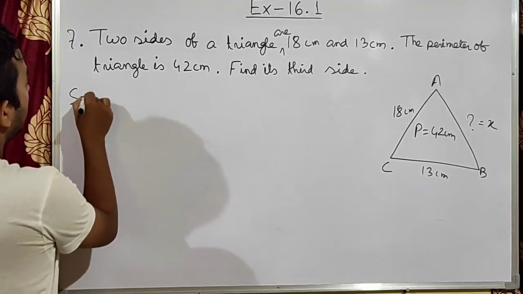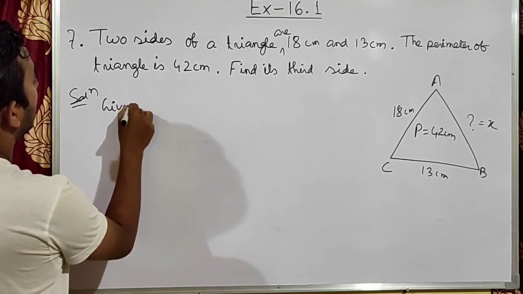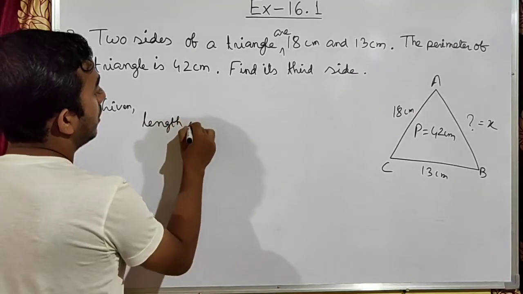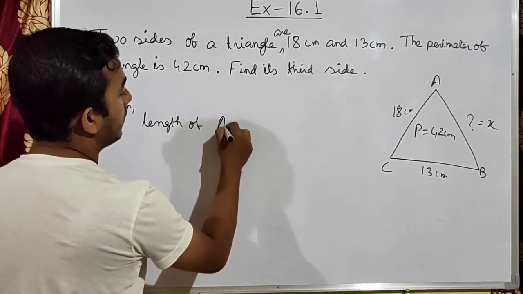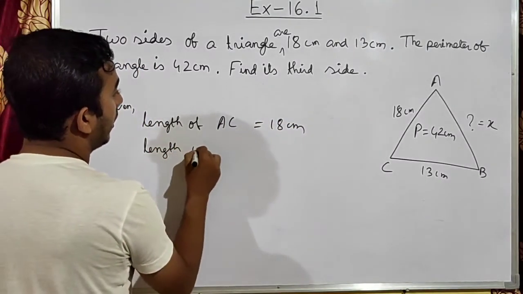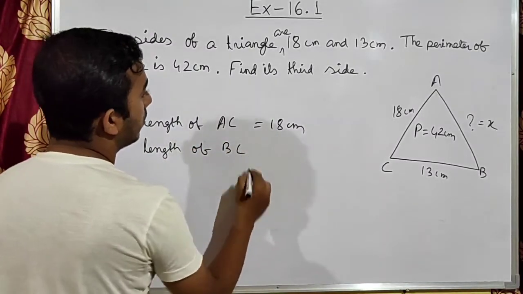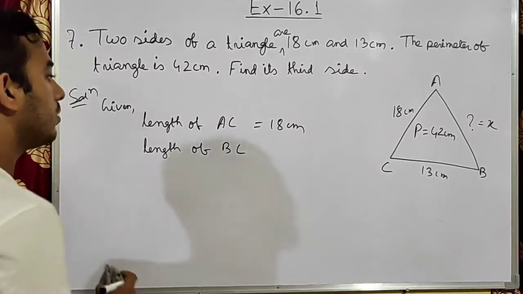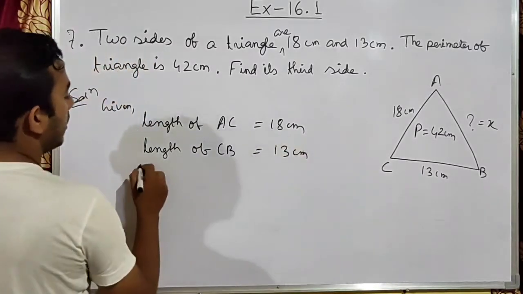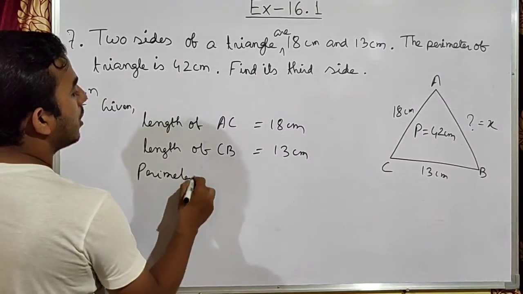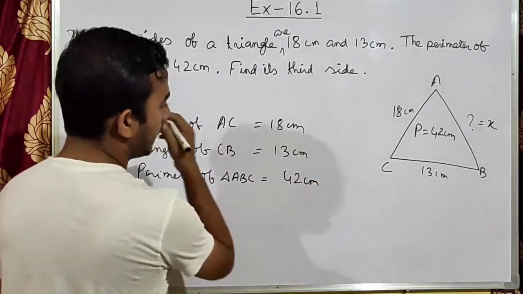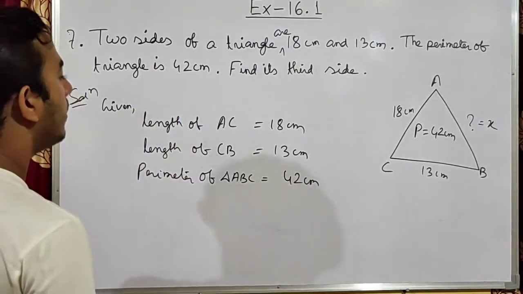So let us write the solution. Given two sides of the triangle, that is, length of AC equals 18 centimeter, length of CB equals 13 centimeter. Then perimeter of triangle ABC equals how much? 42 centimeter. Clear? Now we have to find what? We have to find length of AB.